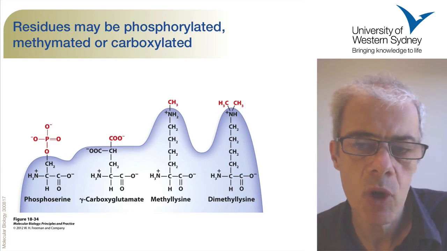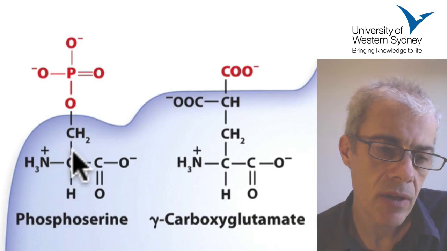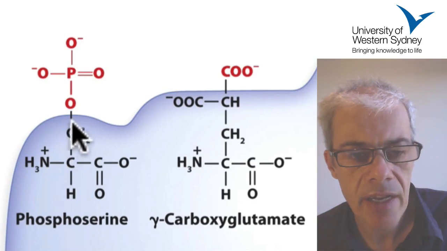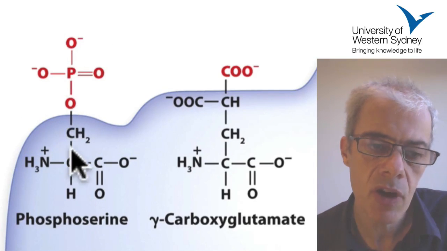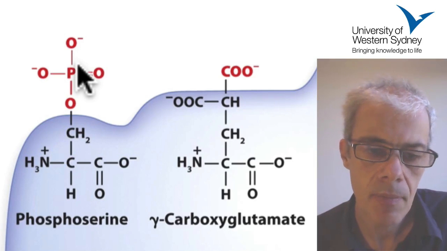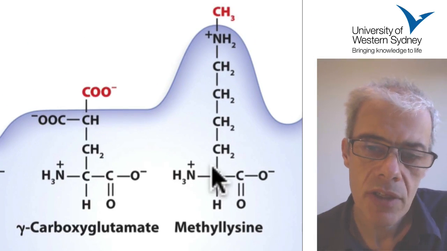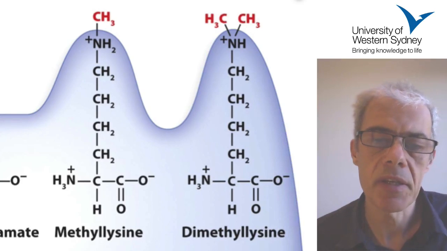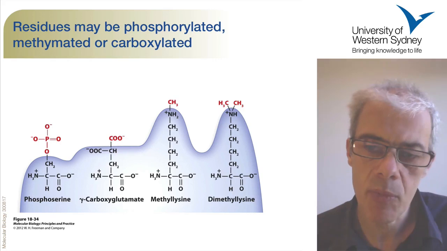Other post-translational modifications are shown in this diagram here. For residues that have OHs on them, such as serine, threonine, and tyrosine, the OH can be modified to add a phosphate group. So certain residues on amino acids can be phosphorylated. Also, certain residues can be carboxylated. Certain residues can be methylated, as shown here. So the charges and bulkiness and structure of these amino acid residues can be modified post-translationally through chemical modification.